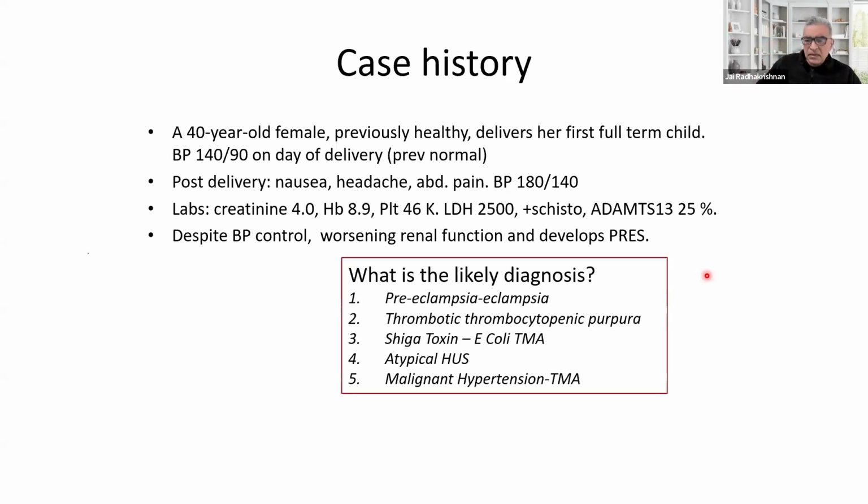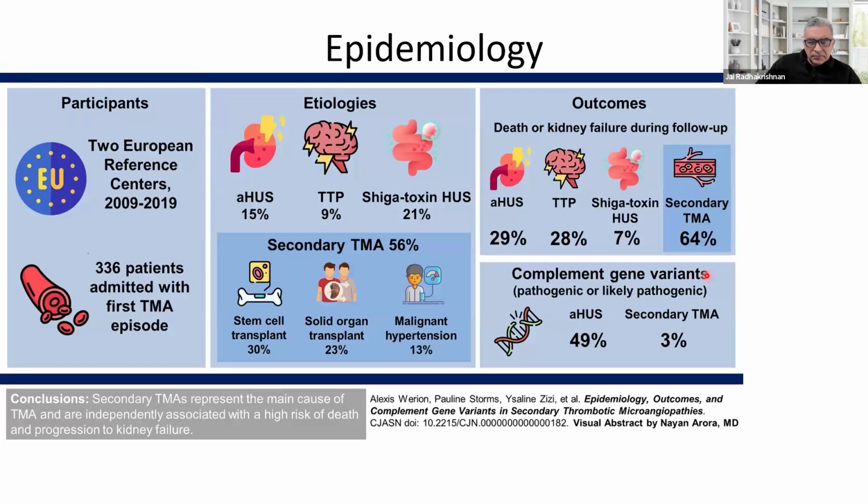And we looked at some diagnoses in the previous slide. Is this preeclampsia, eclampsia, a little atypical, delayed? Is this TTP? Is this Shiga toxin associated TMA, which is HUS, or is it a form of atypical HUS, or is this all malignant hypertension causing the TMA? And so I'll take you through some of these diagnoses in the subsequent slides just to work through this very, very difficult patient.